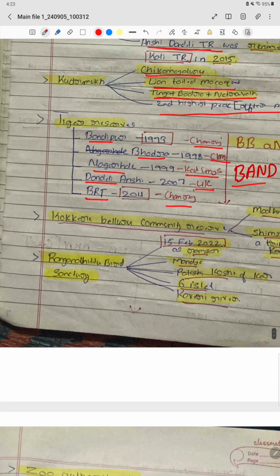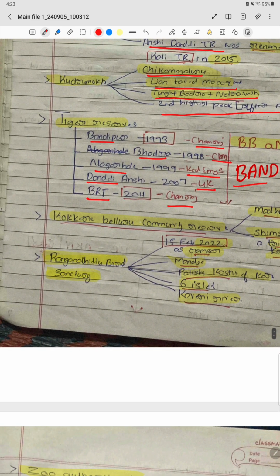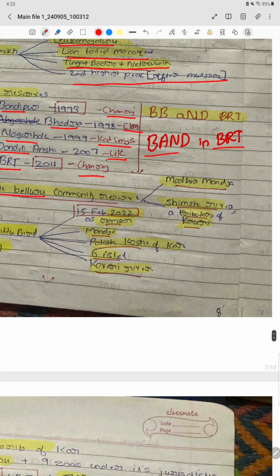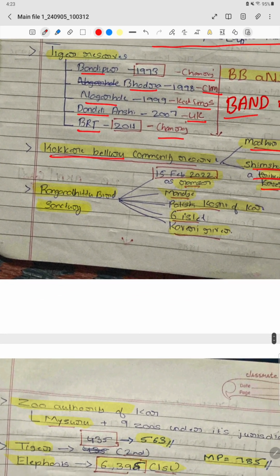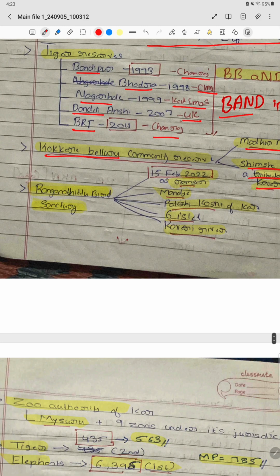Then we had one community reserve. What is the name of that community reserve? That is Kokrebellur Community Reserve. This is in Maddur, Mandya, and the river Shimsha flows through it, which is a tributary of river Kaveri. Then we have Ranganathittu Bird Sanctuary.